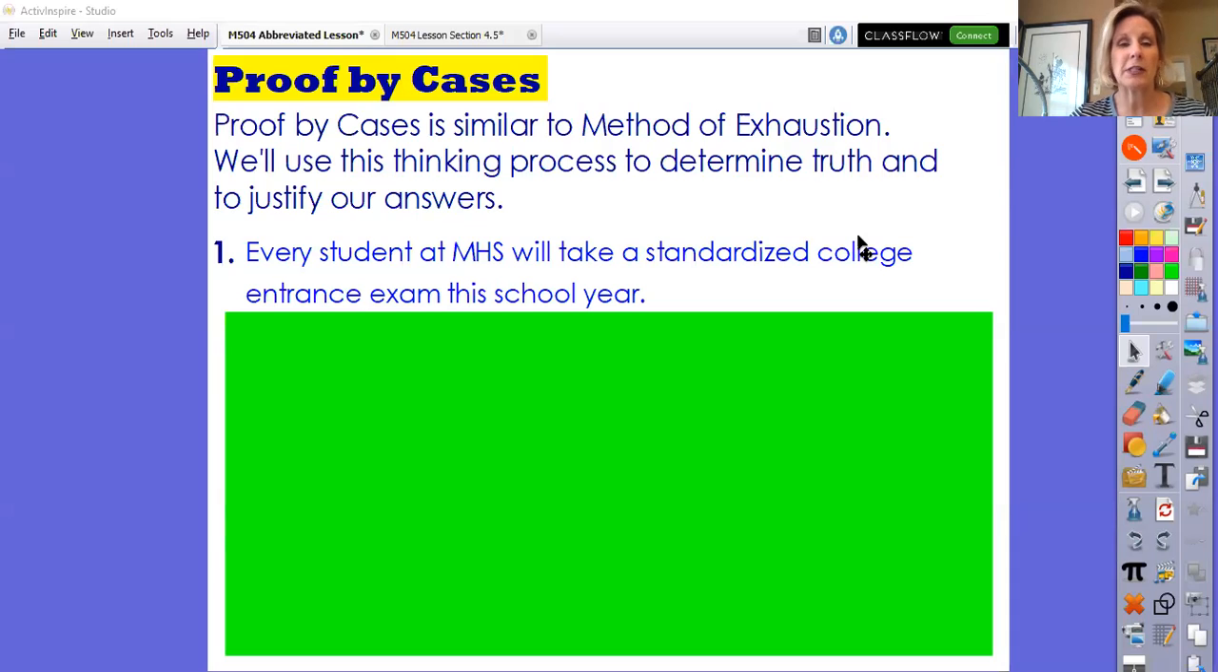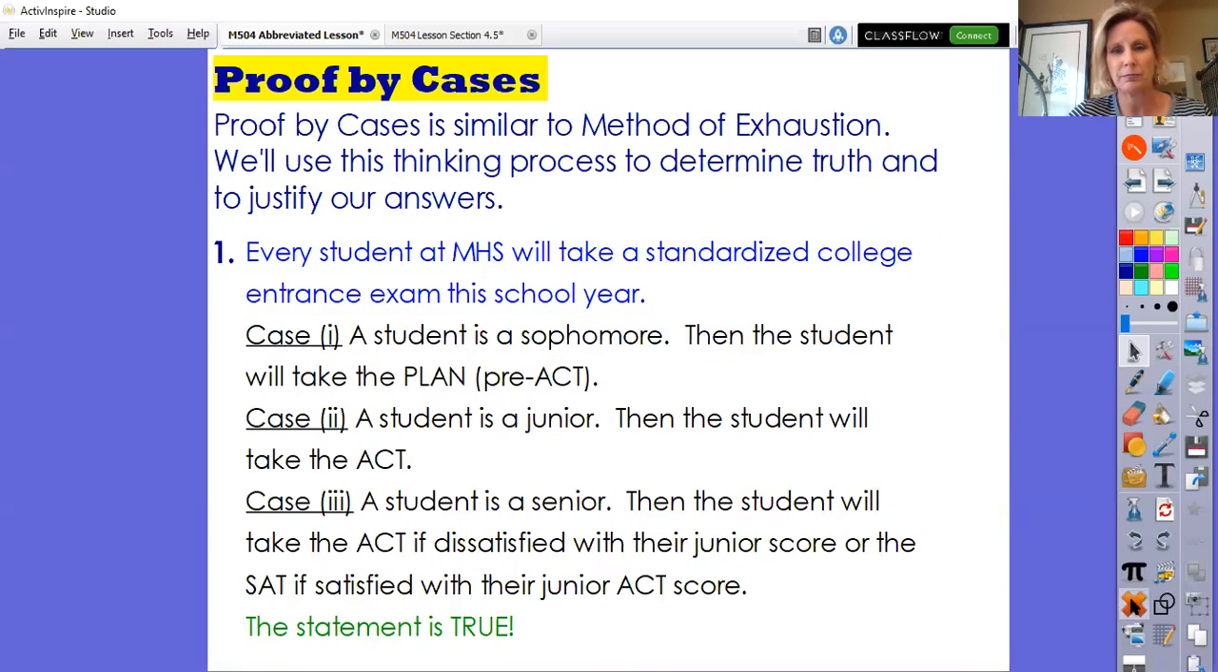Let's take a look at this first example, which is not mathematical at all. Every student in MHS will take a standardized college entrance exam. Well, I could ask every student in the school if they plan on taking this sort of standardized test, but that would be way too time-consuming and too tedious. So is there a way I could divide the student body into large groups? Well, of course. What I could do is divide the student body into sophomores, juniors, and seniors, because that's the students at Maryville High School.